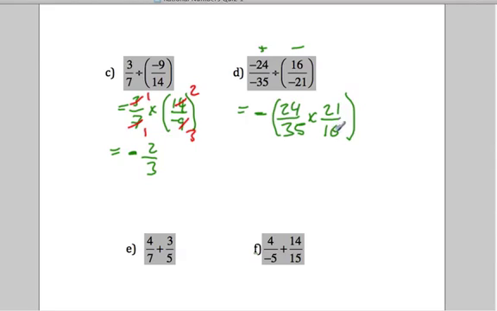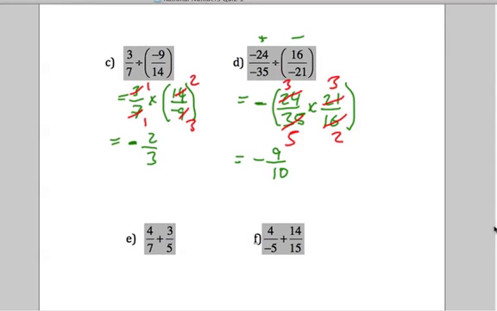So when we simplify, you should recognize that 8 goes into 16 2 times and into 24 3 times. And 7 goes into 21 3 times and into 35 5 times. So then we multiply the numerators. The answer is going to be negative. We still have the negative up front. 3 times 3 is 9 over 5 times 2 is 10. So the answer is negative 9/10.